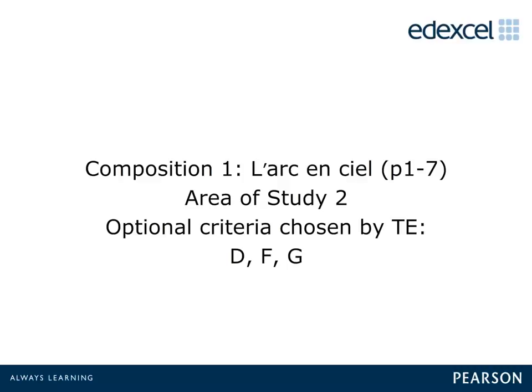If you haven't already done so, pause the video now and download the audio files and composition scores. The first composition is linked to Area of Study 2. The teacher-examiner, labelled TE on the slide, chose optional criteria D, F and G. Use the mark scheme on page 48 to 52 of the specification to judge the work.